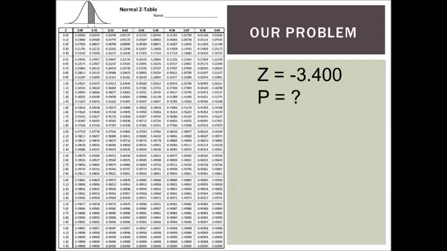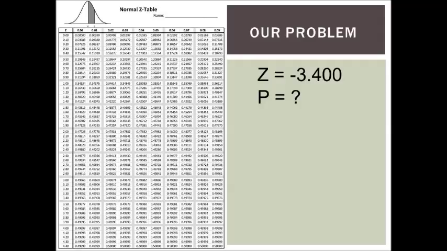We have a z of negative 3.4. Now take a minute and look up the probability that is associated with a z of negative 3.4. Oh, wait a minute. Our table doesn't have any negative z values. All our z values are positive. Hey, are you going to give us a negative z-table to go along with this? And here's the answer. No, I'm not.